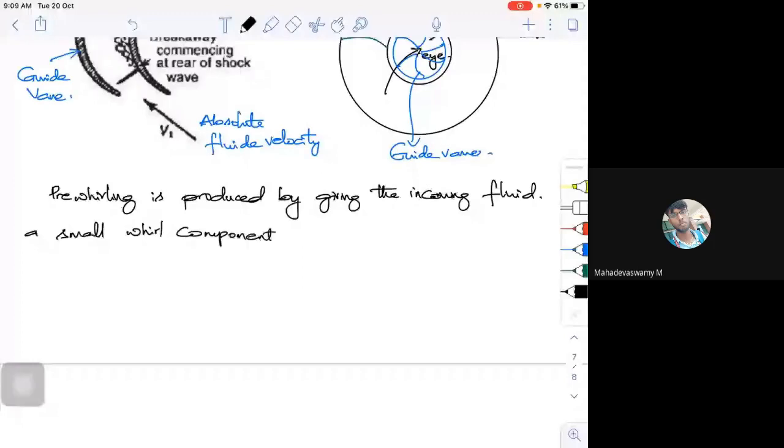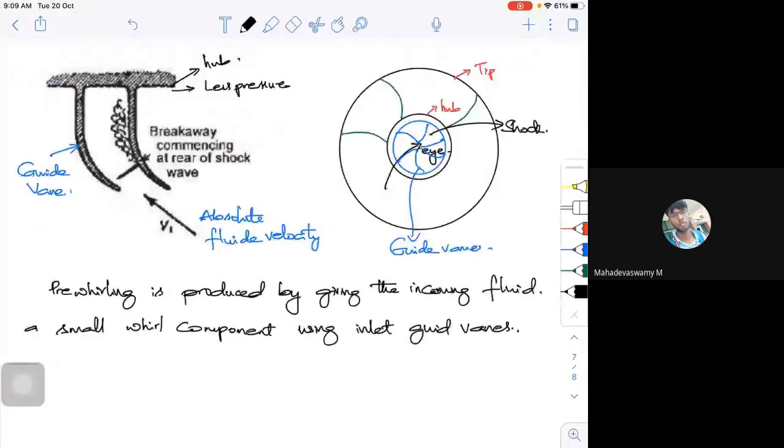So using inlet guide vanes. What are these inlet guide vanes? They are fixed guide vanes. A positive vane angle produces the free whirl in the direction of the impeller rotation. That means, for example, if my alpha is equal to 2 degrees or 5 degrees, it will produce a free whirl in the direction of rotation. That means if this is the direction of the rotation, it will give a small V_w in that direction.